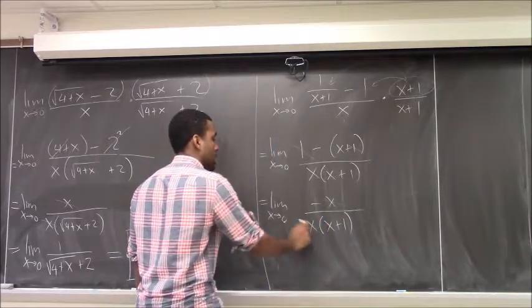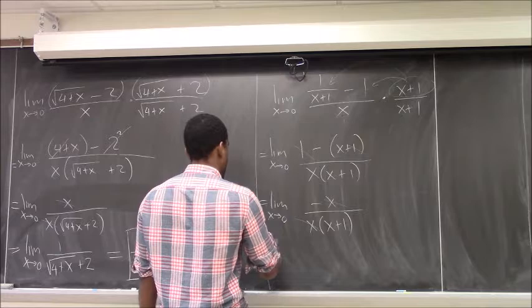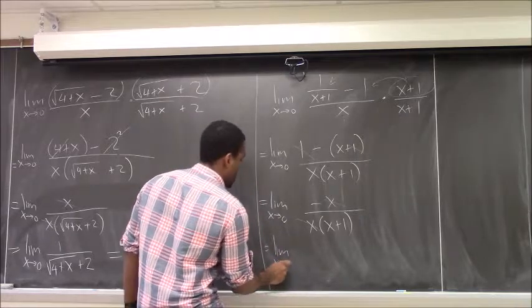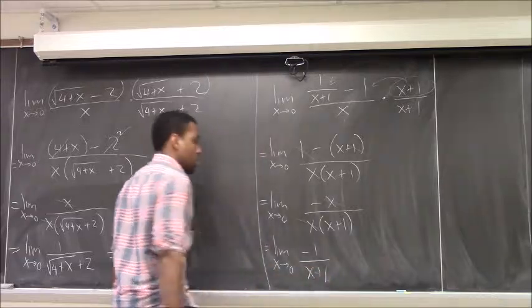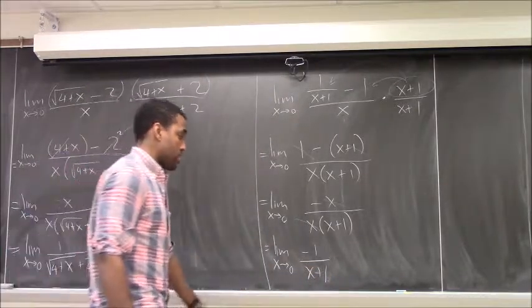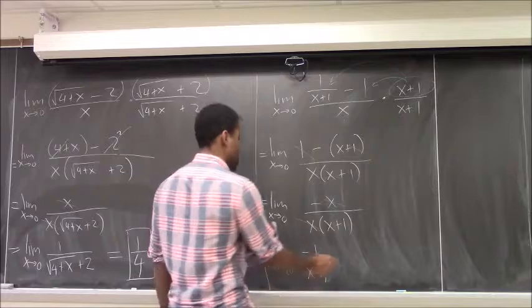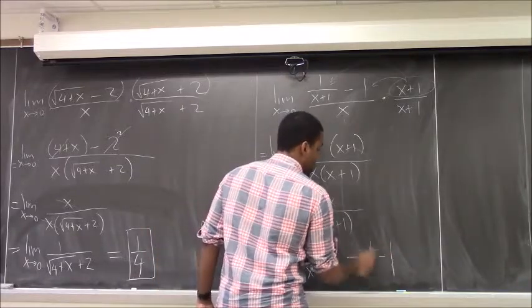So now I can cancel the x's. So that's the limit as x approaches 0 of minus 1 over x plus 1. In which case now I can plug in 0 for x because the denominator is no longer 0. So I get -1 as the answer.